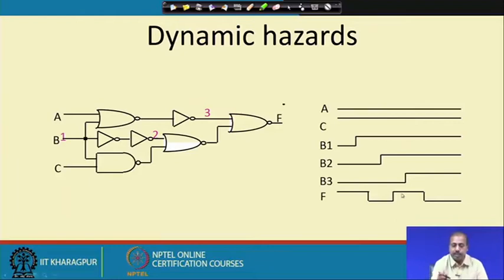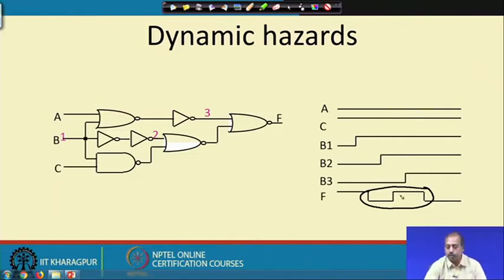So, this is a dynamic hazard here. It shows a dynamic hazard at this point. You can just trace through this circuit and see that these waveforms appear, and that creates the dynamic hazard. So, this has to be avoided. Now, how do we do that?